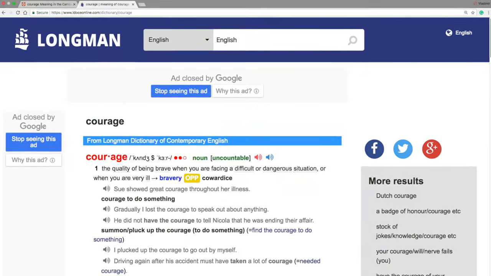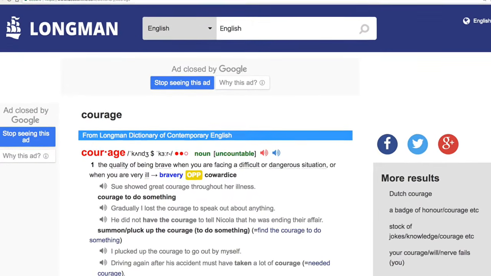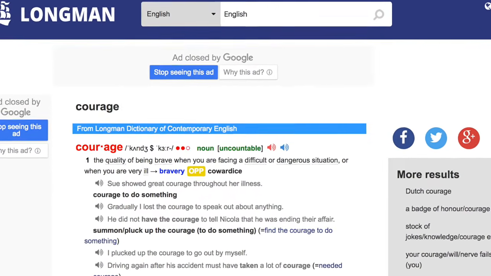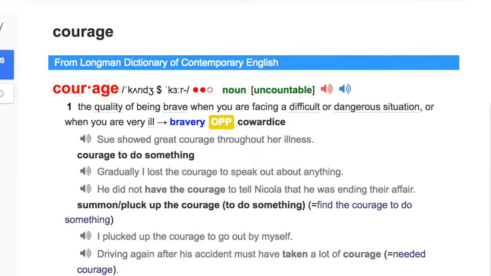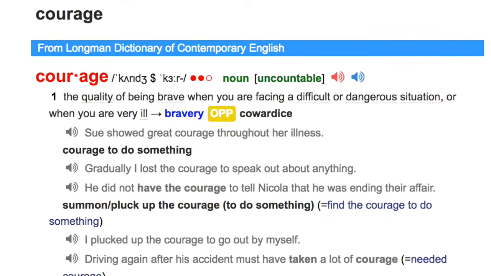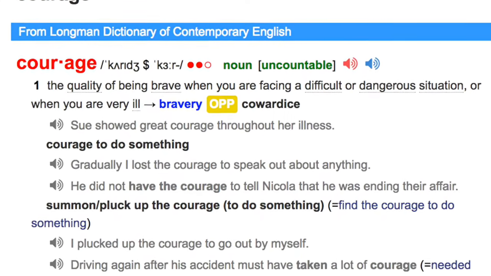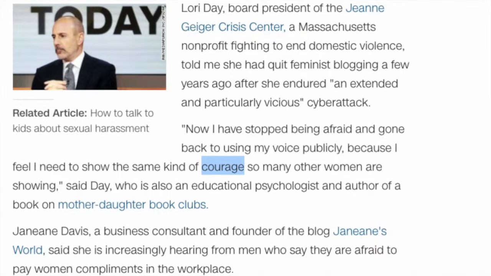Or Longman Dictionary: the quality of being brave when you are facing difficult or dangerous situations. You can see it and hear it used in a sentence. "Gradually, I lost the courage to speak out about anything." Again, pronounced by a native speaker. You understand its meaning and pronunciation and go back to the online article. Where does YouGlish.com fit in? After the dictionary? To hear it pronounced by more people?